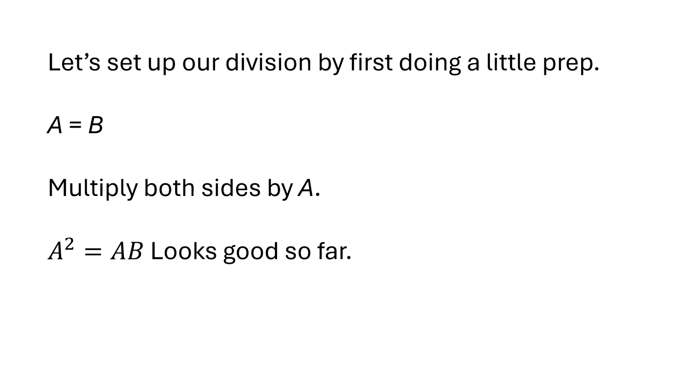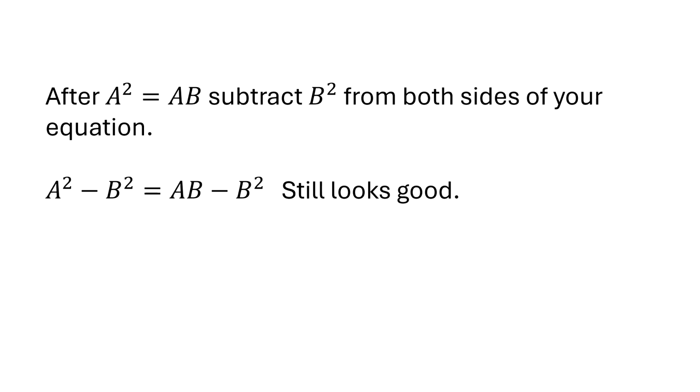Now we're going to multiply both sides by A. A squared equals AB. Wow, this looks good so far. I don't see any problem with multiplying both sides by A. So after we have A squared equals AB, we're going to subtract a number from each side. That's perfectly reasonable. So I'm going to subtract B squared.